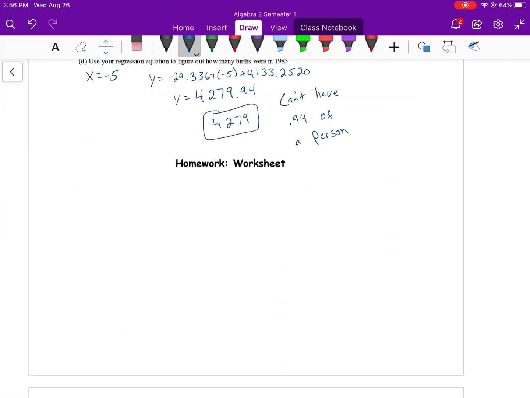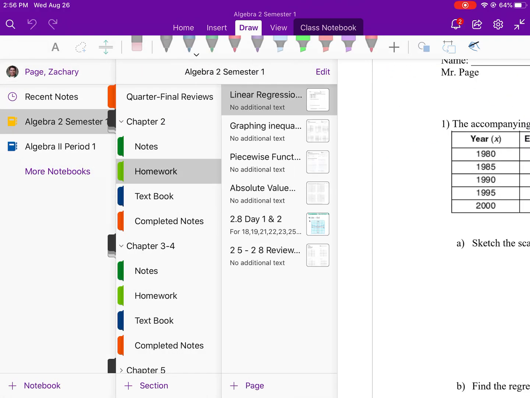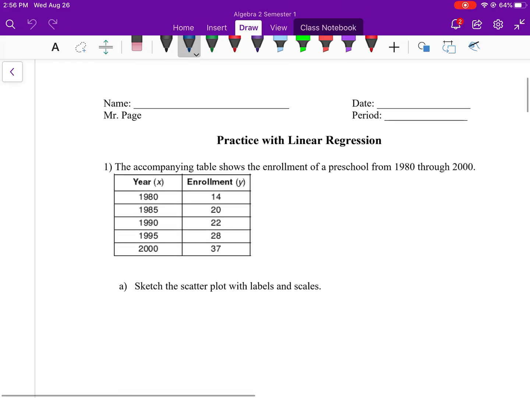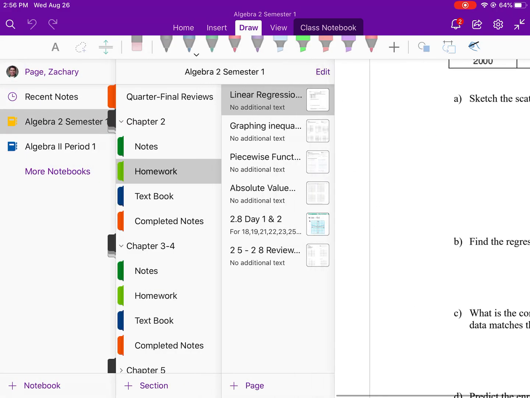Other than that, you got a worksheet that goes along with this. This will be all in your folders, linear regression. You got some problems there. Start working on those, come to class with questions.